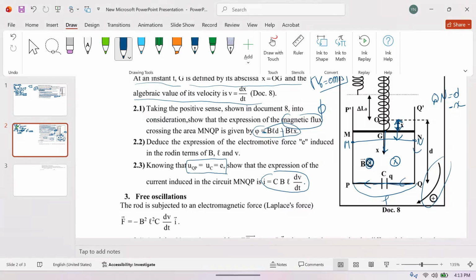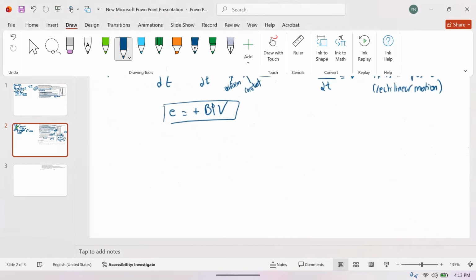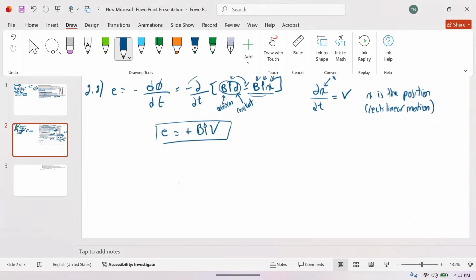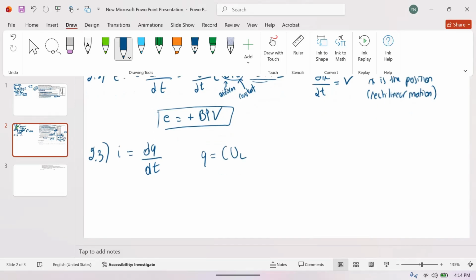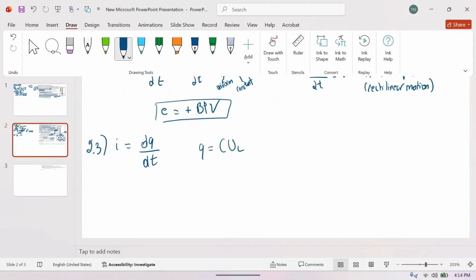Why? Because they mentioned the capacitor, they mentioned the capacitance C, so you have to think about the formulas you took in the capacitor chapter. Since they want I, and all I know in the capacitor chapter about I is I equals dq over dt, I can use that. I also know that Q is equal to C times UC, the capacitance times the voltage of the capacitor. So I can replace the Q here with its formula.